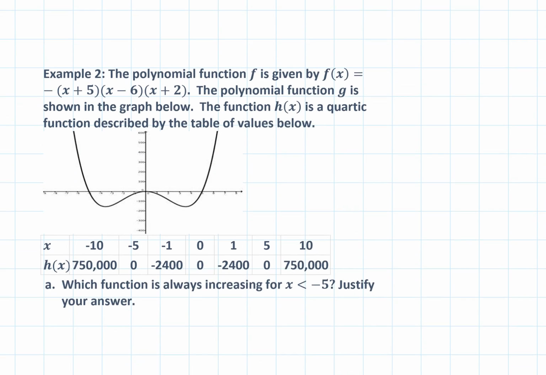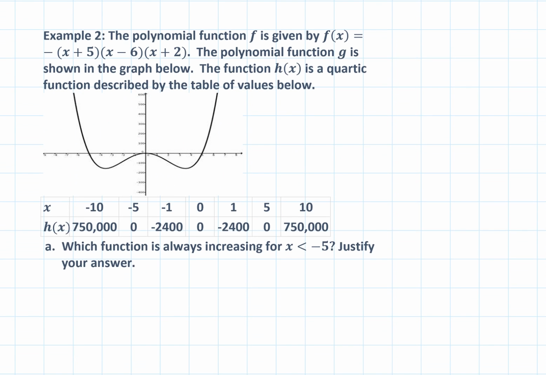Okay, next question. Example 2. The polynomial function f is given by -1 times the quantity x plus 5 times the quantity x minus 6 times the quantity x plus 2. The polynomial function g is shown in the graph below. Let's label that. The polynomial h is a quartic function, a degree 4 function, described by the table of values below, which is always increasing. Now, the last example I thought was easier because we had a picture. So let's see if we can draw a really rough sketch of these functions.